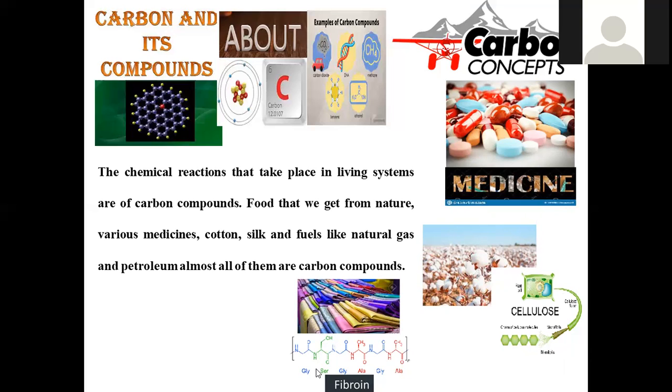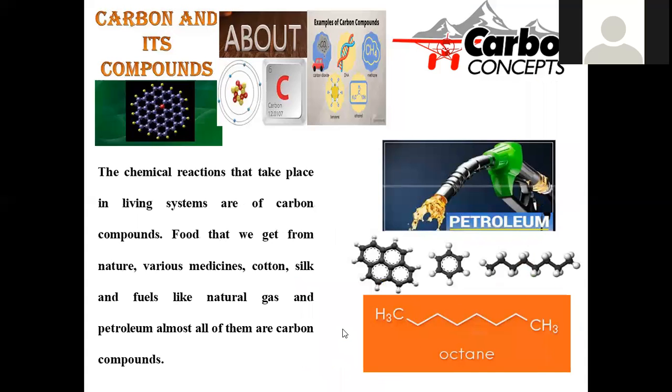And next is silk. Silk is mainly composed of fibroin. Fibroin is a kind of protein which is secreted by silkworms. The amino acids present in this fibroin are the major components of silk. And any other materials which have carbon as a major component include petroleum oil. This is made up of hydrocarbons. Various kinds of hydrocarbons are available, and the quality of petrol is measured in terms of octane number.